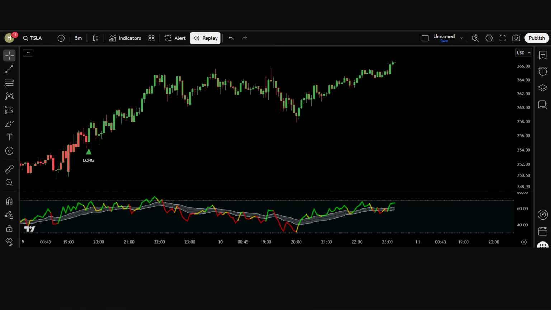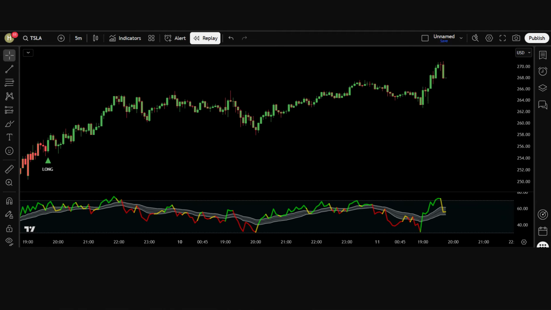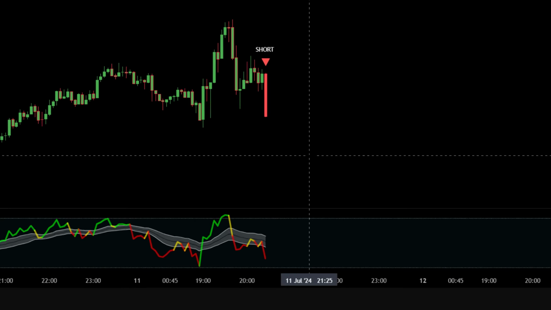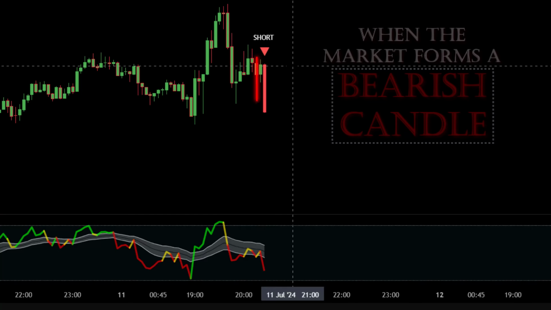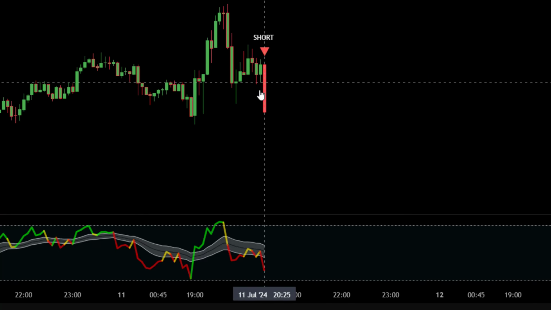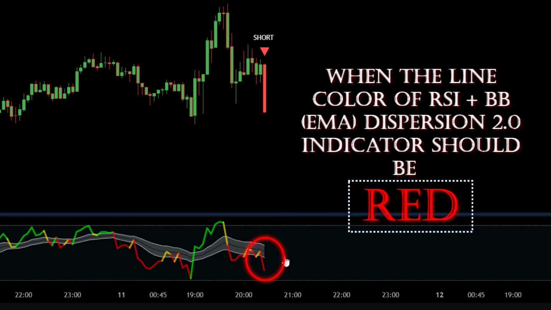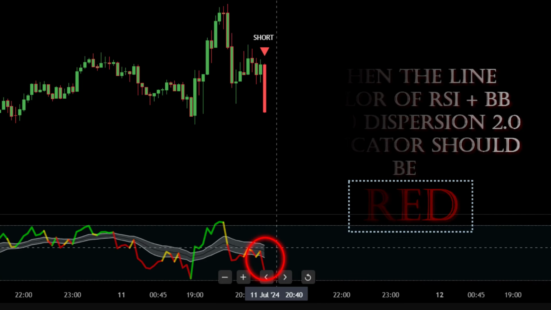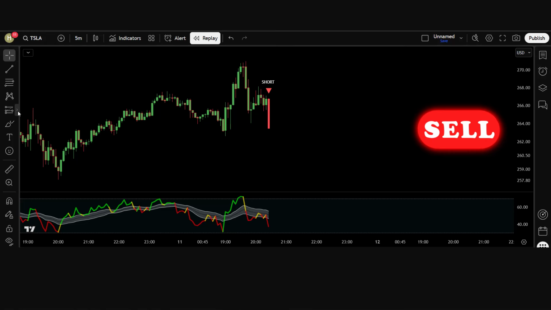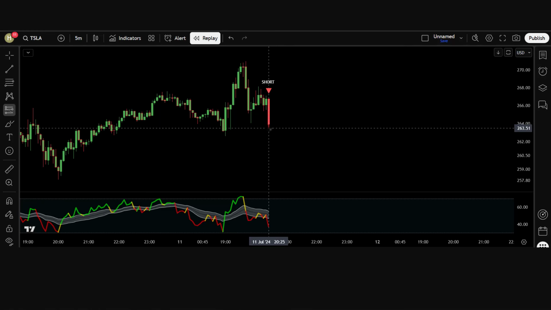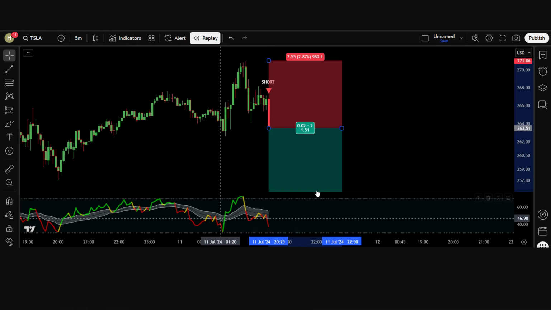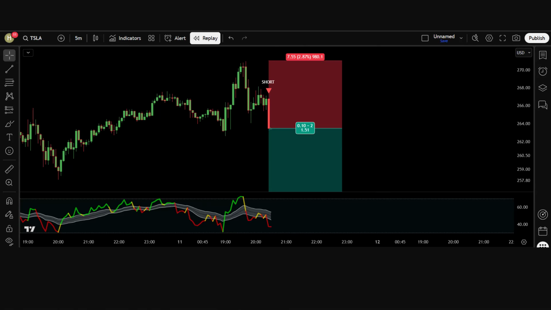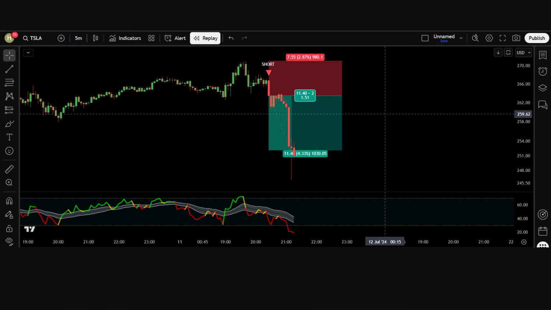Now, let's understand the concept where we will take buy and sell trades based on their conditions. When the SKYtrend BRUTEFORCE open source indicator gives us a short signal, when the market has formed a bearish candle, and when the line color of the RSI plus BB, EMA, Dispersion 2.0 indicator is red, if this condition is fulfilled, then we will place a sell order. Place your stop loss at the current market higher level, with a 1 to 1.5 risk-reward ratio. The market has completely hit the target.